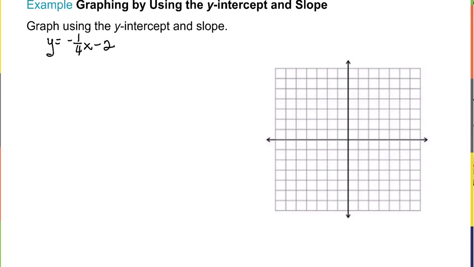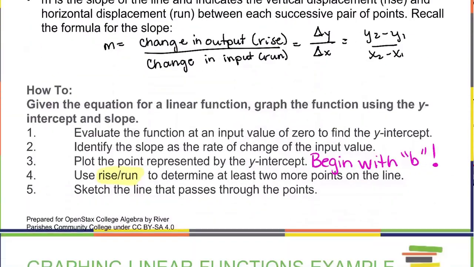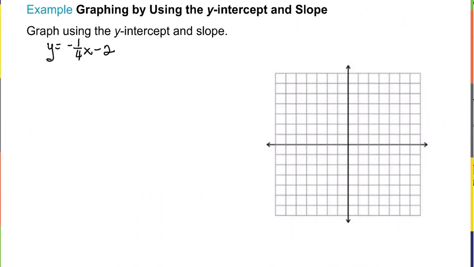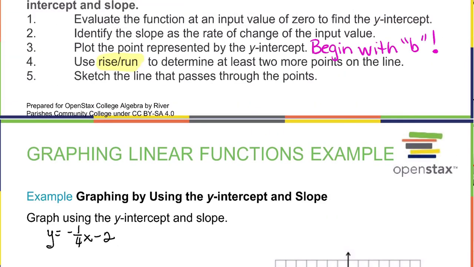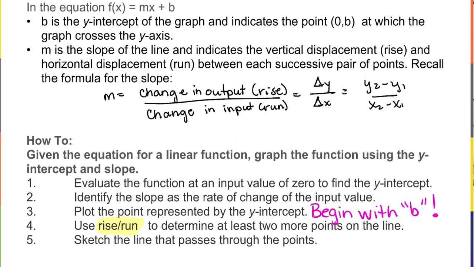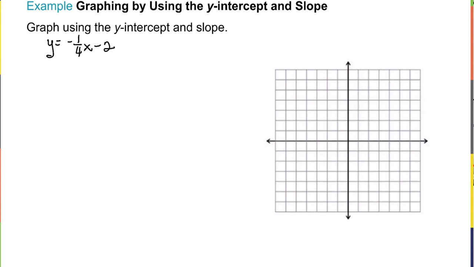So this is the same equation that we just did up here. If you look, we just graphed y equals negative 1/4 x minus 2. We're going to graph the same exact line. And you might wonder why. Well, we're going to use a different format. We're going to use this format here, where we plot the b and then use the slope to find a couple more points. So this is without doing a table of values.